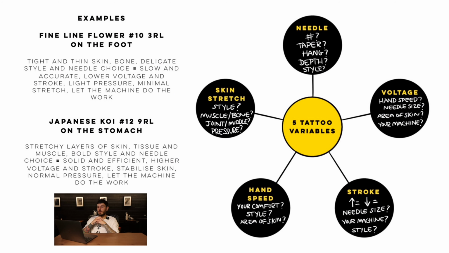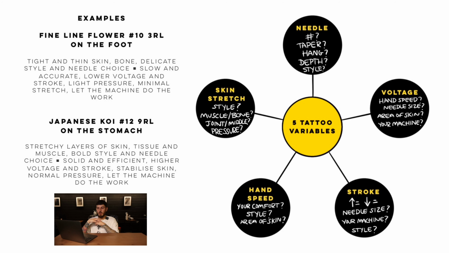If we're doing a Japanese koi, using a 12 gauge 9-round liner, 12 gauge needles, so they're slightly thicker needles, and a 9-round liner means the configuration of the needles is 3 times the size of a 3-round liner. We're going to need a bit more voltage in order to power bigger needles. Like I said, we want to let the machine do the work, and to power bigger needles, we're going to have to turn that voltage up just a little bit so that the machine can work efficiently enough to be able to power the bigger needles.